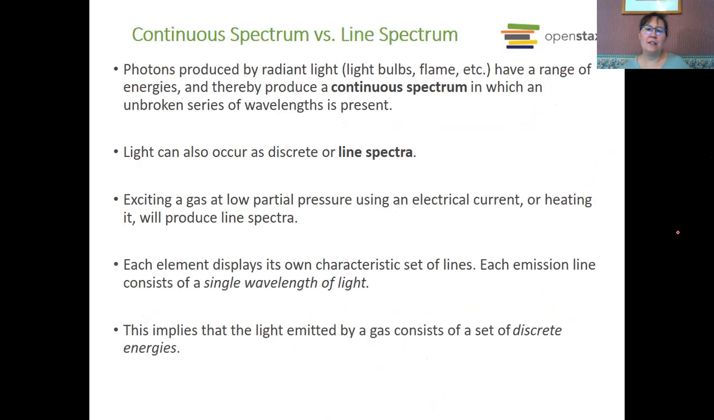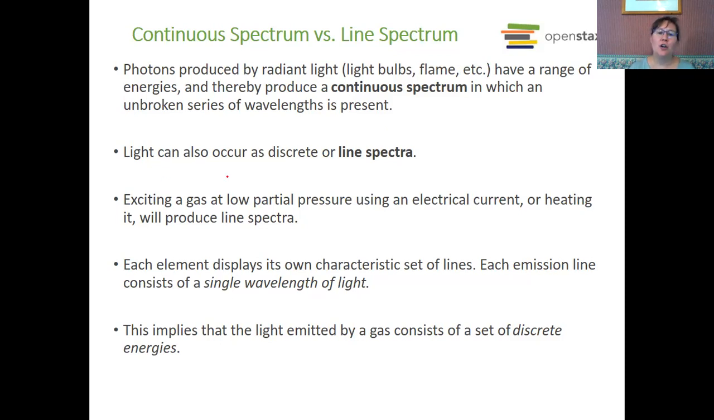So let's take a look at the idea of continuous spectra versus line spectra. Photons are produced by radiant light of any kind, light bulbs, flames, etc., and they have a range of energies, and thereby they produce a continuous spectrum in which an unbroken series of wavelengths is present. I have a picture of that on my next slide. Imagine that rainbow. This is what happens when we get scattering. That's why you see a rainbow in the sky: the light is hitting the water and the air in the atmosphere, scattering and forming that rainbow. And that's your continuous or white light that contains all of your colors.